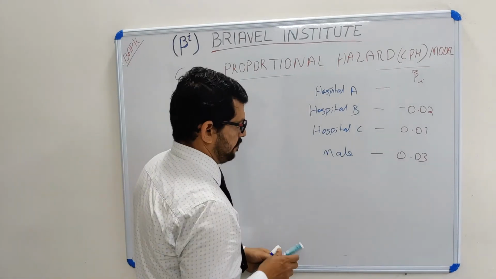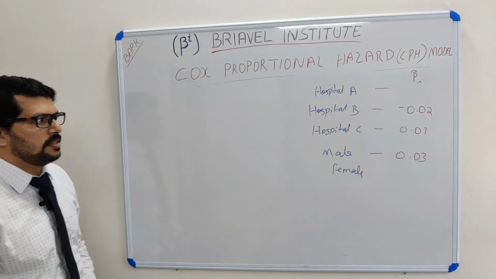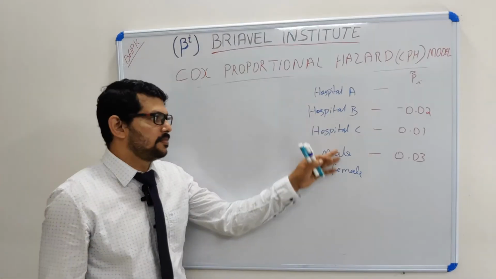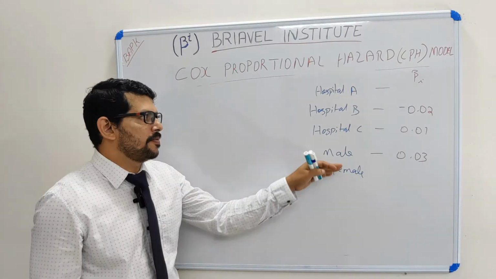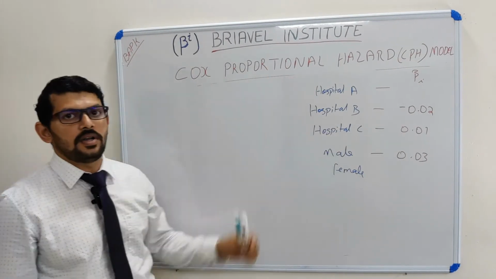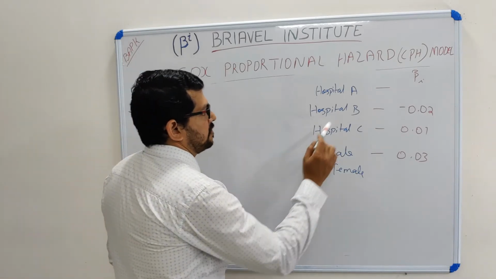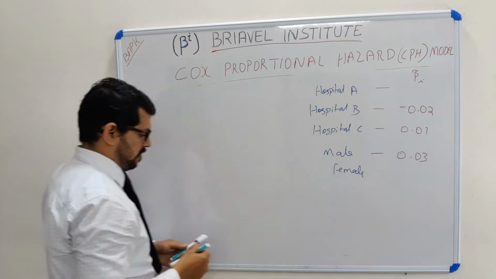So female is there. We have female or male, but if it is male, the regression parameter is 0.03. Hospital C's regression parameter is 0.01. This is our problem, and we will substitute the covariates that are required into our equation. There are 3 hospitals A, B, C, and beta i.